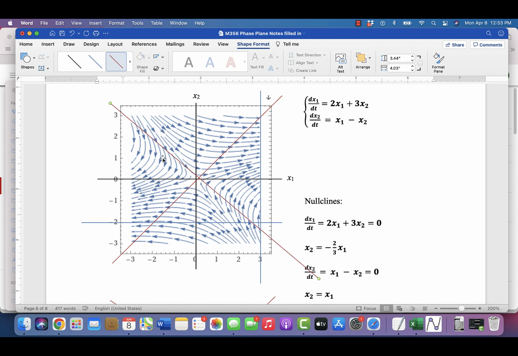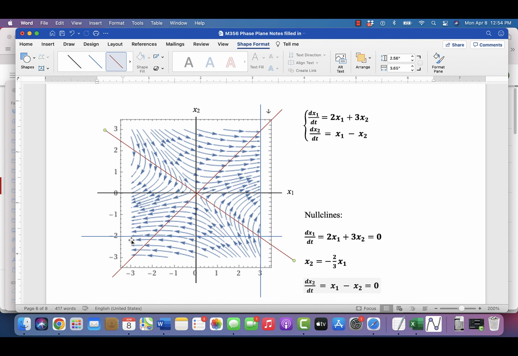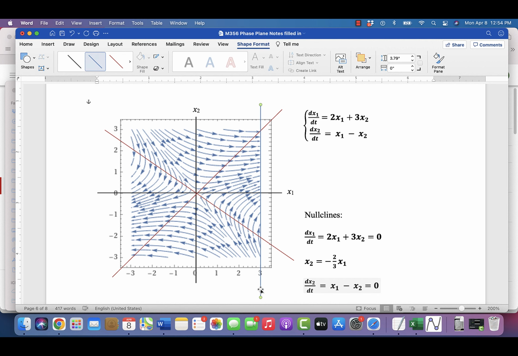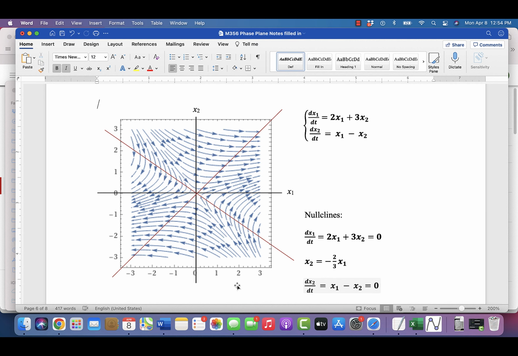I'm going to make it red. And now I need to adjust it a little bit. Let's see, there's the origin. And again, this is a little fiddly. Personally, I'd probably rather do this on paper, but that's up to you. I'm going to get rid of those temporary lines that I used to locate the point 3, negative 2. And I do want to label my null-cline, so I'm going to put text boxes in.